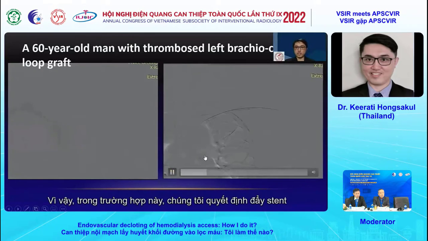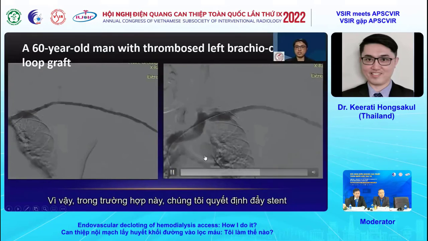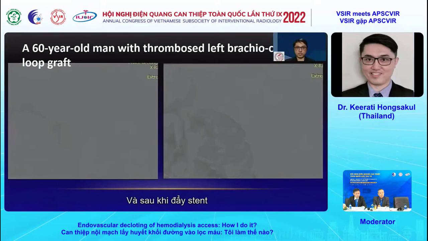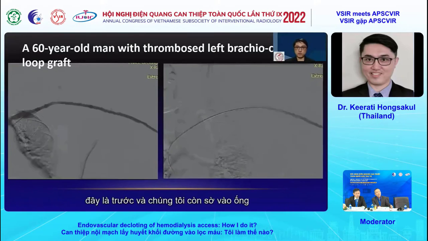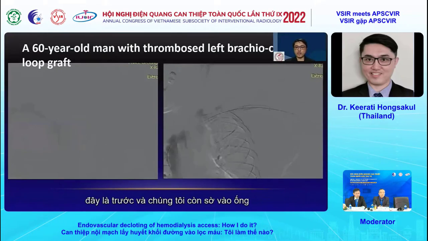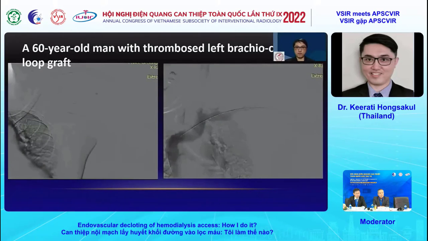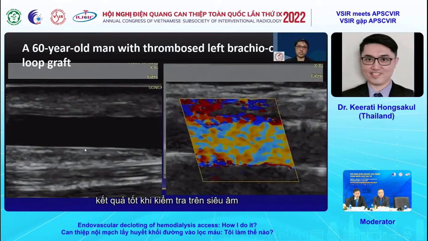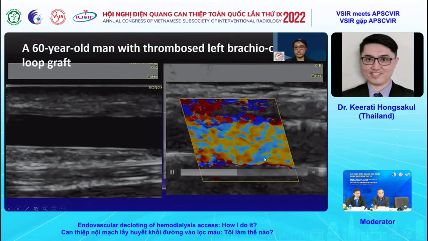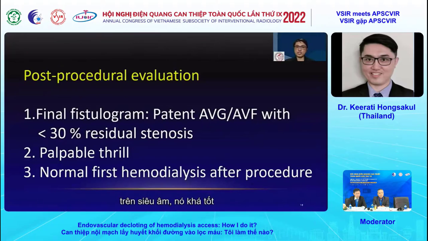So in this case, we decided to put in a stent, and after deploying the stent, the access is partly full, and we can also palpate the thrill. That means the procedure was a success. We also checked with ultrasound. It's patent, with no residual clot in the AVG, and the Doppler ultrasound is also good.